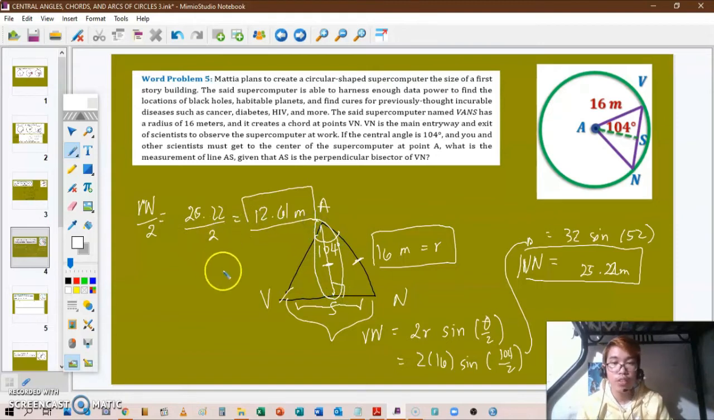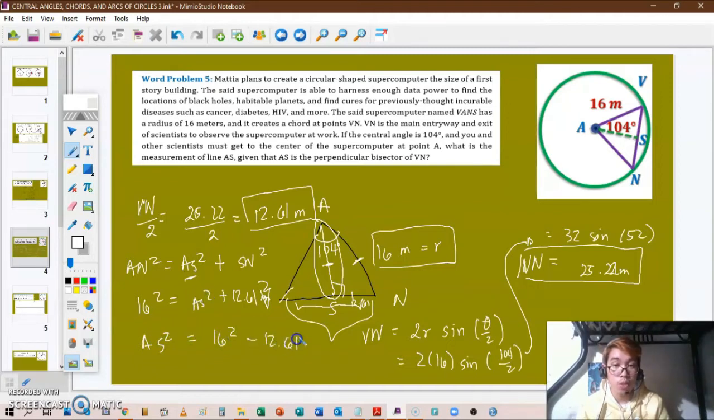use the Pythagorean Theorem. Since this is 12.61 and this is 16 meters, and 16 meters is the hypotenuse, AN squared is equal to AS squared plus SN squared. We know that AN is 16, and SN is 12.61 meters, so we just have to square those. We just need to find the value of AS. So AS squared is equal to 16 squared minus 12.61 squared.